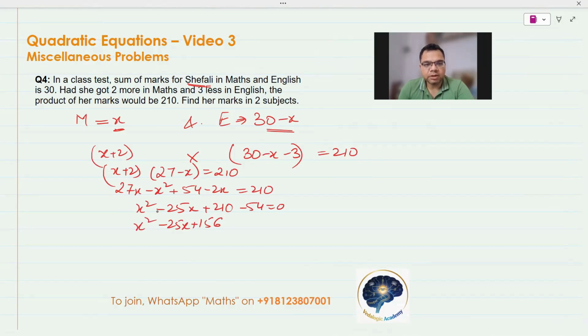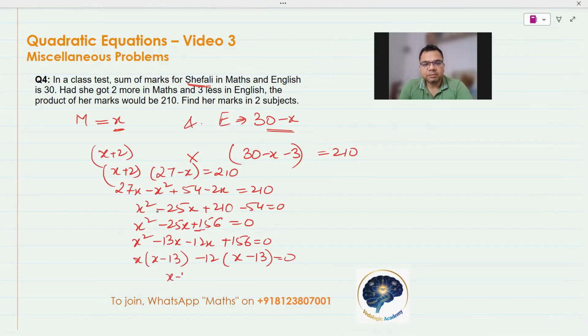So this is the equation that I have now. The factors of 156 should be such that the sum is 25, because 156 is with a plus sign, right? So I think 13 and 12 will work here. x squared minus 13x minus 12x plus 156 equals 0. Then I'll take x common, x minus 13, minus 12 is again common. Then again it becomes x minus 13 inside.